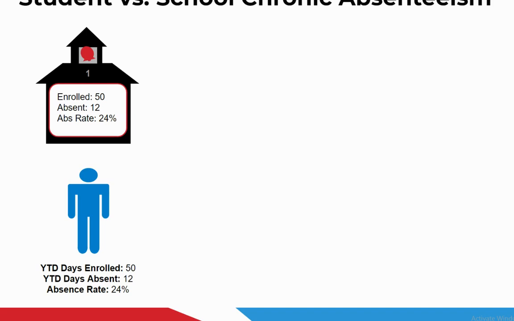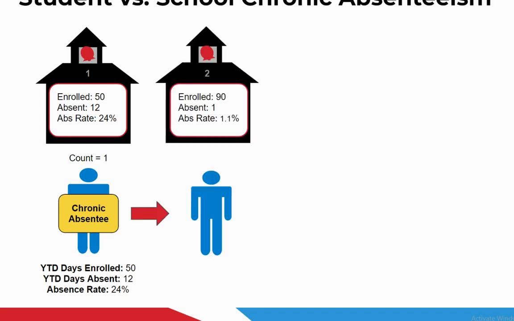The student would be deemed a chronic absentee as they had missed more than 10% of the enrolled days. The student would also be a count against the school site's chronic absence rate. The student then moves to school number 2, where they're enrolled for 90 days. During those 90 days, a student is only absent 1 day, which is an impressive rate of 1.1%.